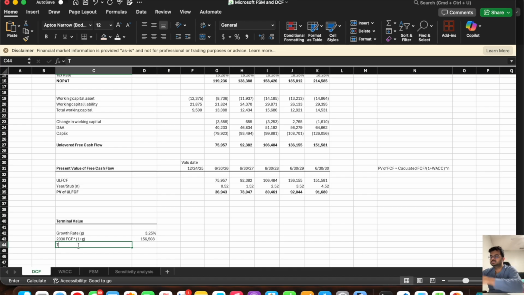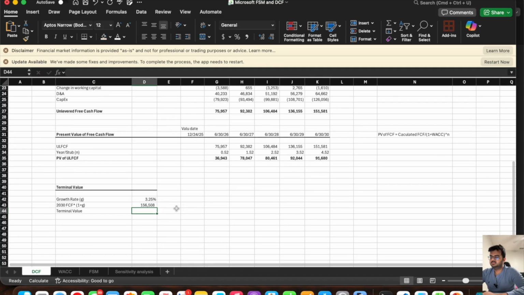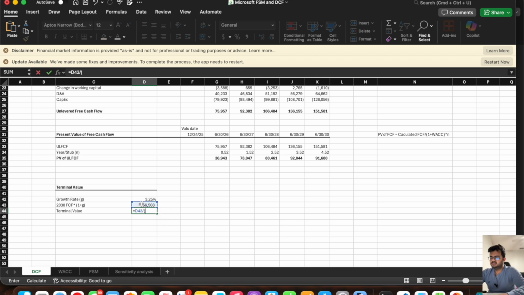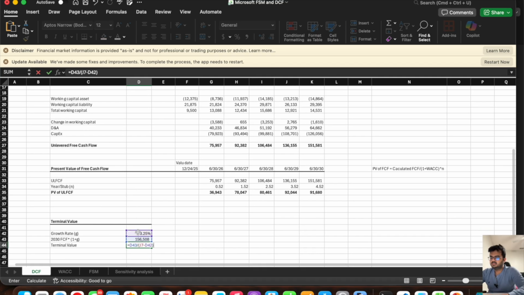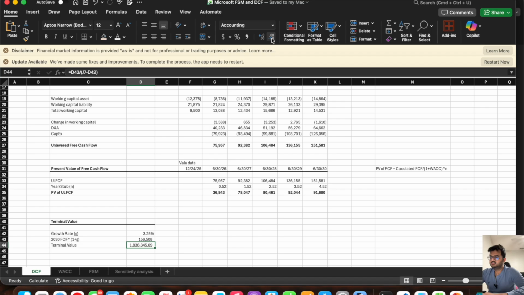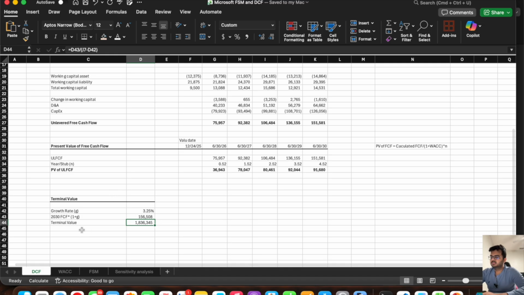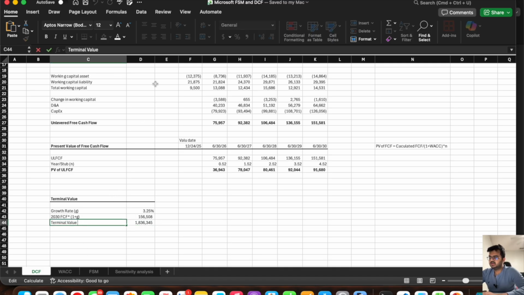So this is going to be the 2031 free cash flow. Now we will get the terminal value. For getting the terminal value, the formula is simple: divide this number by the WACC minus this 3.25. So now you will get a huge number. But this is the value as of 2030, because that's what we are getting. So we need to figure out the terminal value as of today.